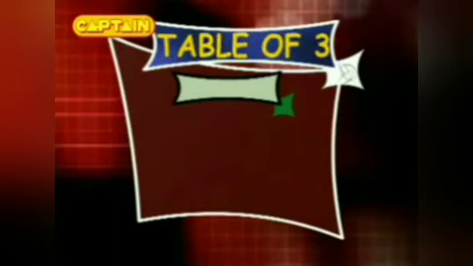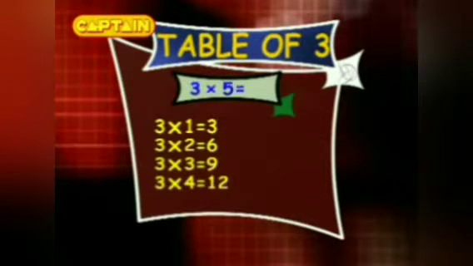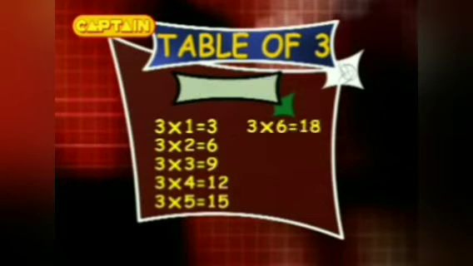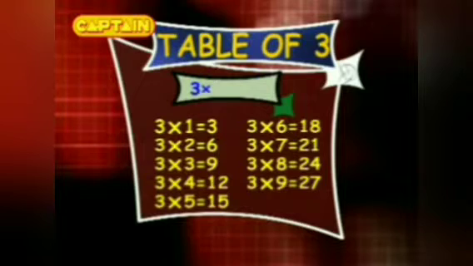Table of 3. 3 ones are 3, 3 twos are 6, 3 threes are 9, 3 fours are 12, 3 fives are 15, 3 six are 18, 3 sevens are 21, 3 eights are 24, 3 nines are 27, 3 tens are 30.